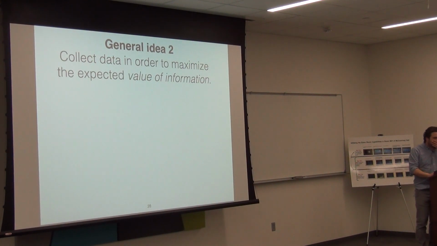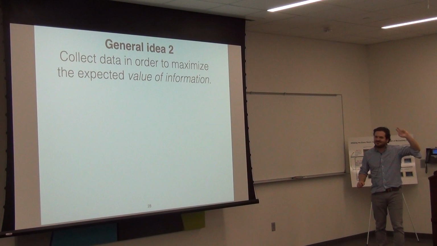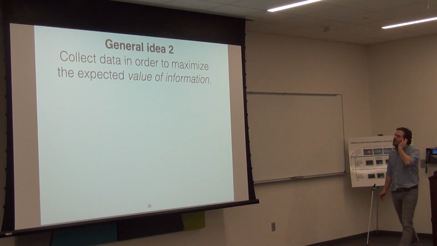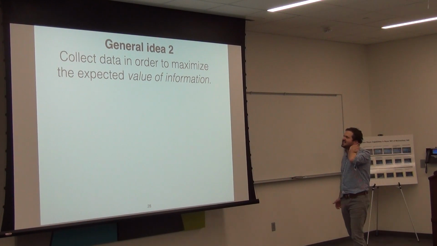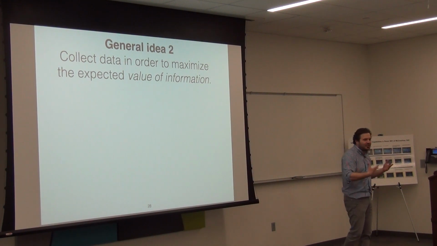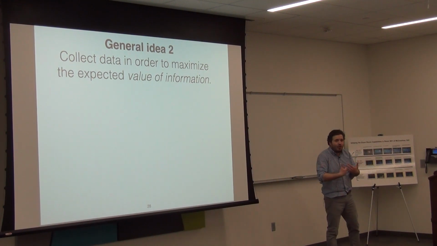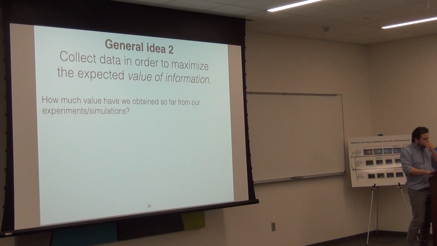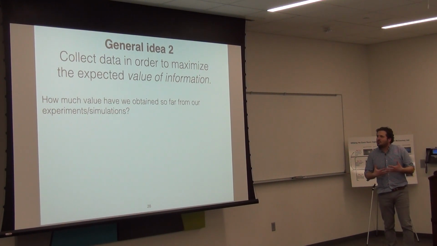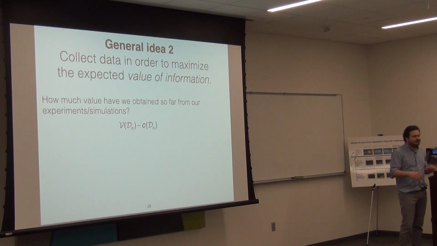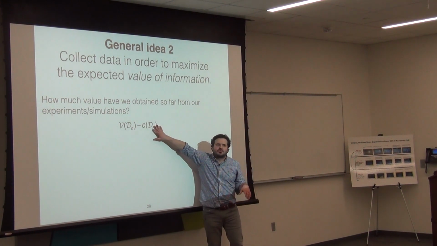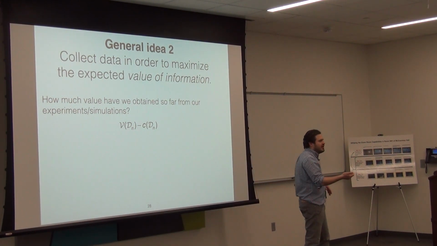All right. General idea number 2. This comes from economics. So you collect data in order to maximize the expected value of information. Okay, but of course this comes with a catch. You have to quantify what you mean by value of information. It goes like that. You have to say first how much value you have obtained so far from your experiments or simulations. Let's call it V of D, and we are going to subtract the cost of doing these simulations.